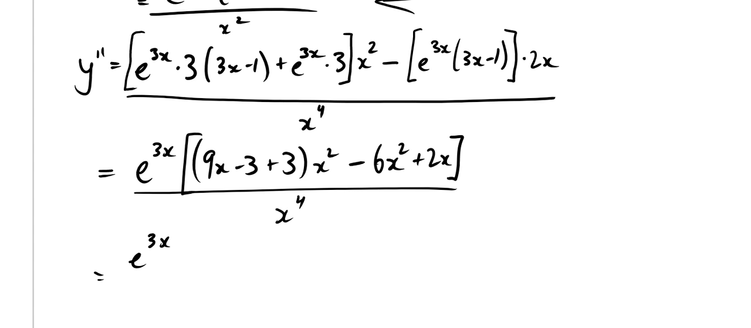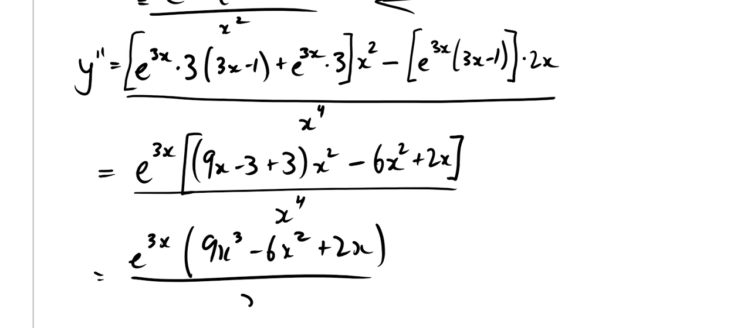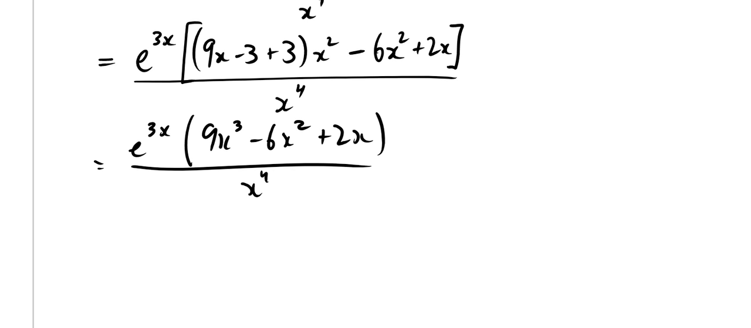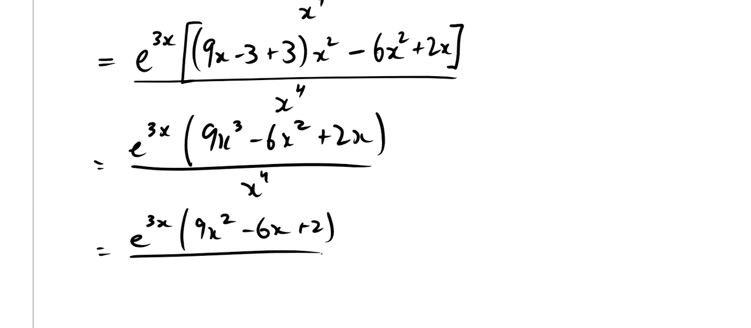That looks better. Okay, so now I have 9x cubed minus 6x squared plus 2x. And then what I can do is factor out one of those x's and divide it with what I have on the bottom. And you can write this as our last step, 9x squared minus 6x plus 2 over x cubed. Nasty.